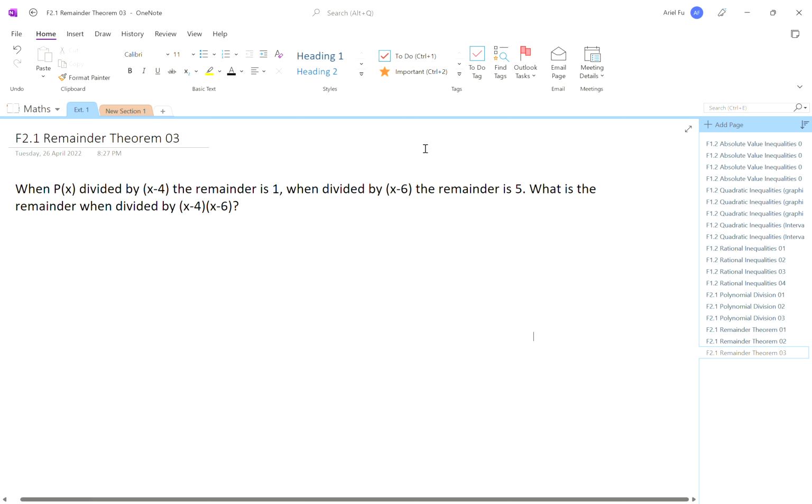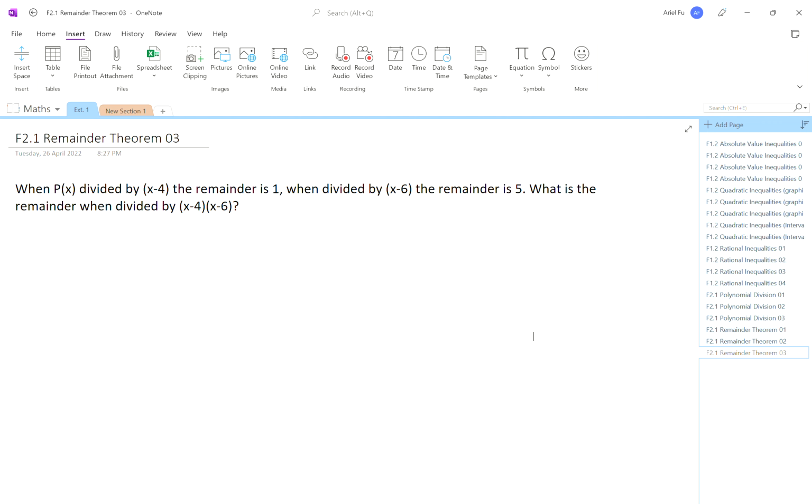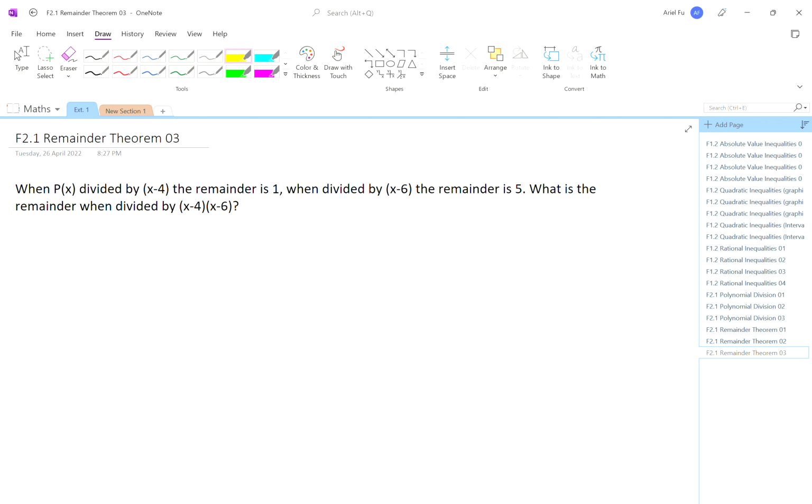This is a relatively harder kind of question that we need to use the remainder theorem for. Okay, so let's read the question first. It says when p of x is divided by x minus 4, the remainder is 1. And when it's divided by x minus 6, the remainder is 5. They want to know what the remainder is when divided by x minus 4 times x minus 6.